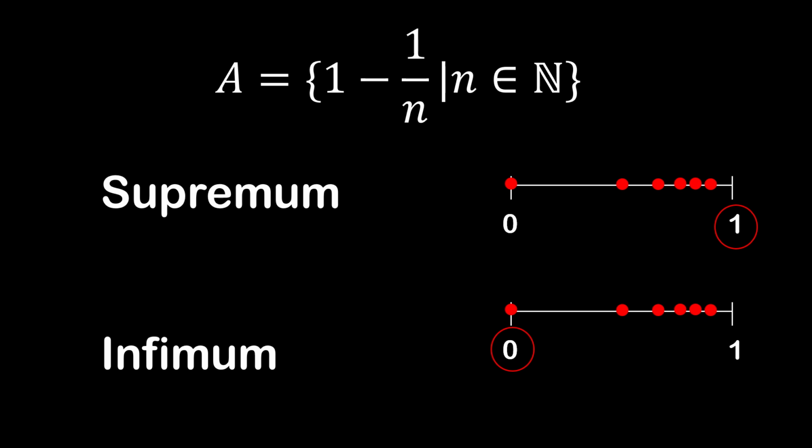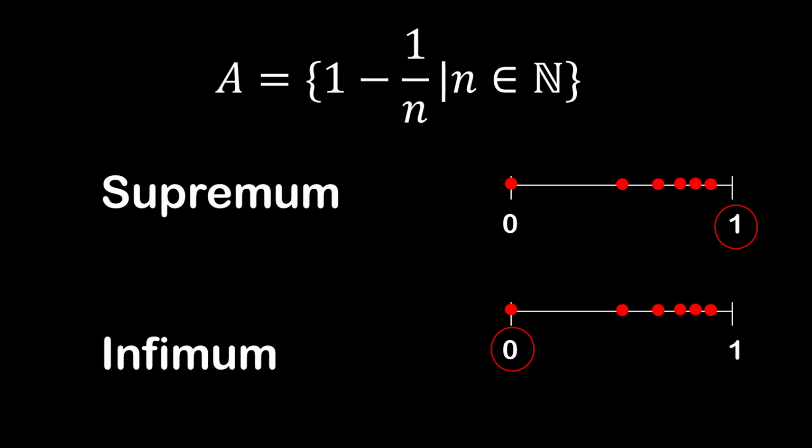So, let's say we have a set A defined by 1 minus 1 over n, where n has to be in the set of natural numbers. The supremum is the maximum value that the set could take on. So, for example, as n approaches infinity, we would have 1 minus 0, which is 1. So that's why the supremum is 1. It's because that is the maximum value that the set could theoretically contain. And sets can actually contain their supremum. It's just not in this case.